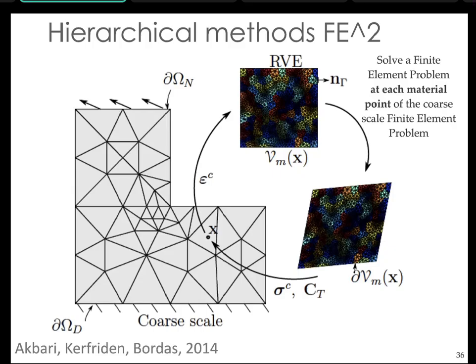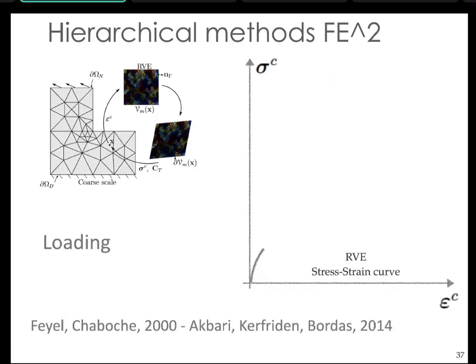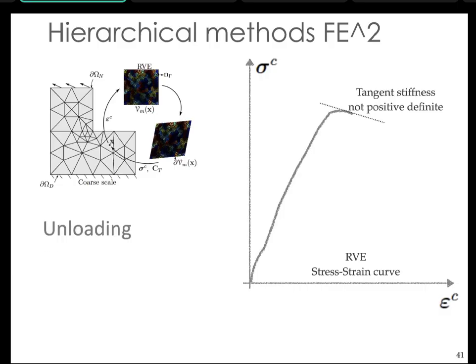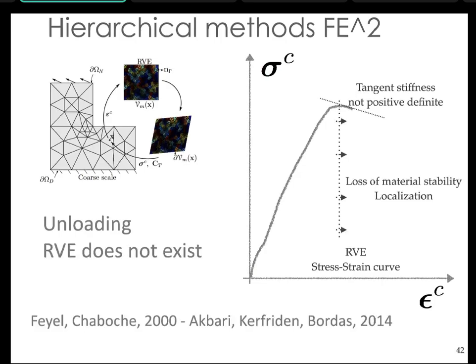So that's quite costly, as you can easily imagine. And the way it goes is like that. You load. So this is stress vertical, strain horizontal. You load, you load, you load, you load. And at some point you reach a peak because the cracks have percolated. They have completely cut the representative volume element. And you have no tangent stiffness anymore because it's not positive definite. You lose ellipticity. So the PDE changes type, no uniqueness of the solution, loss of material stability, and you are done.